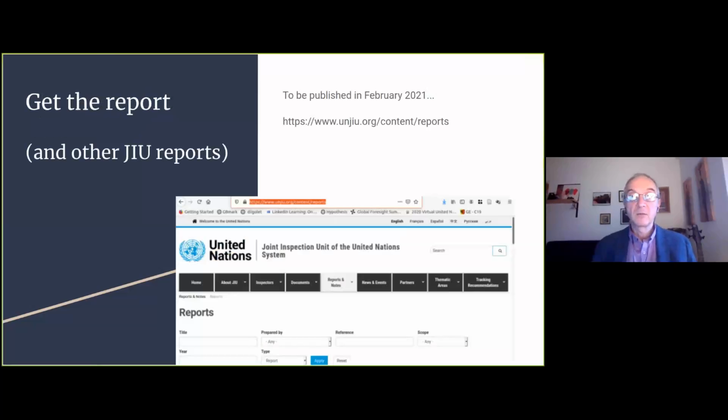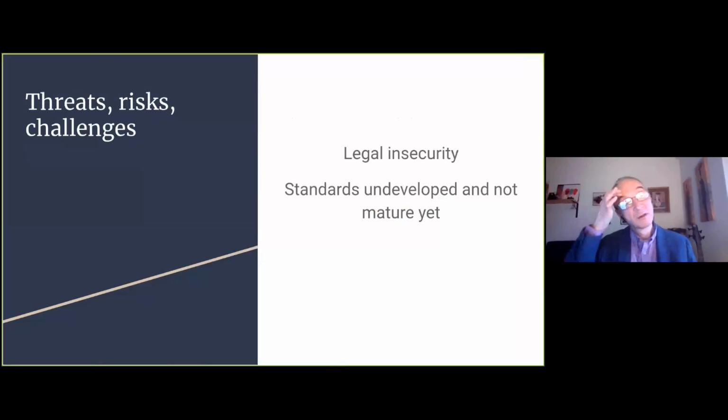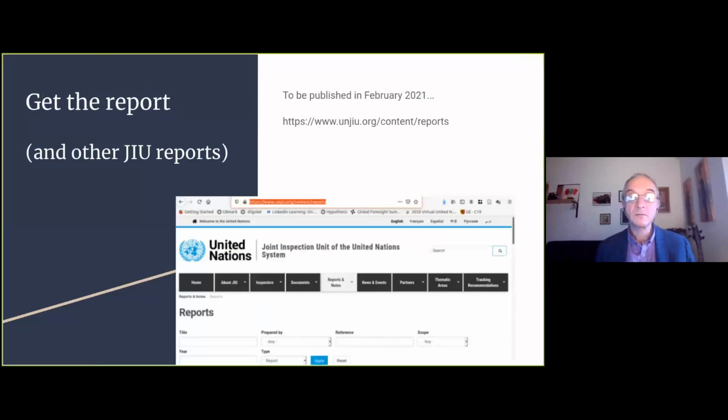That is what I had in mind for threats, risks, and challenges. My highlights, we'll see if you have a different view. Before we go into that, just quickly, the JIU report on blockchain and the UN system should be published in February 21. You're highly encouraged to look at other reports. Maybe you'll find something useful there. They all have executive summaries as well. This is the URL, and maybe you will find something useful.